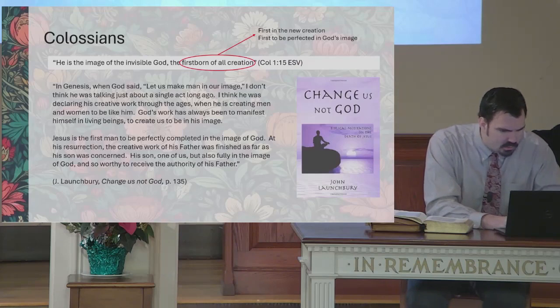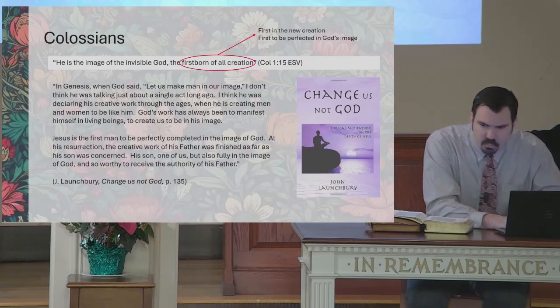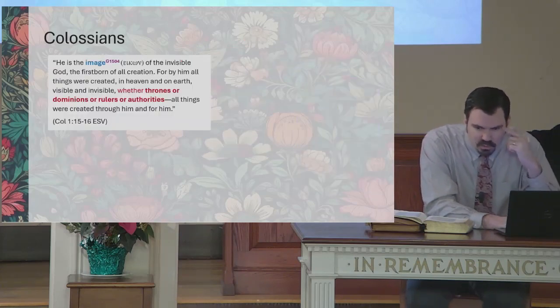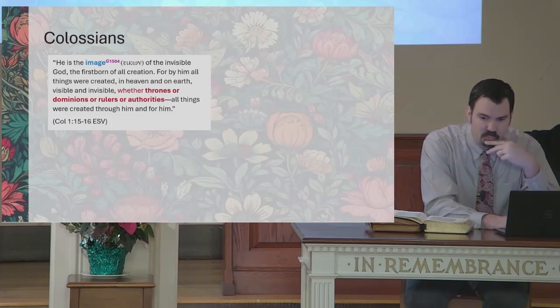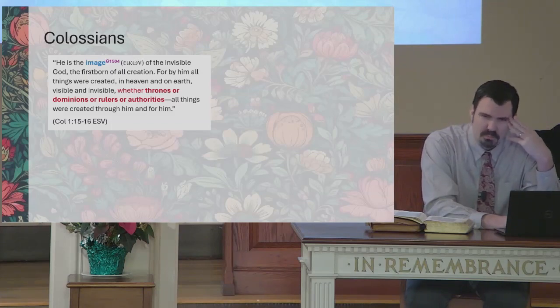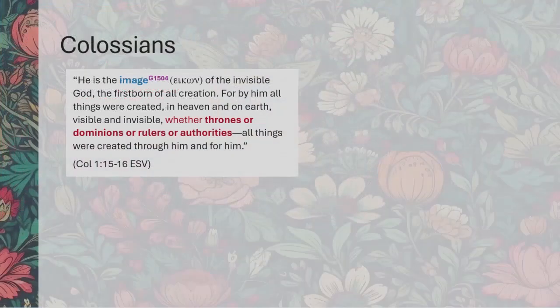So if we look at the wider context here, the image of the invisible God, firstborn of all creation, by him all things were created. What does it mean that by him, we're talking about Jesus, by Jesus all things were created? People get all wound up about what this means. There's all kinds of confusion. All things in heaven and on earth, visible and invisible, thrones or dominions or rulers or authorities.